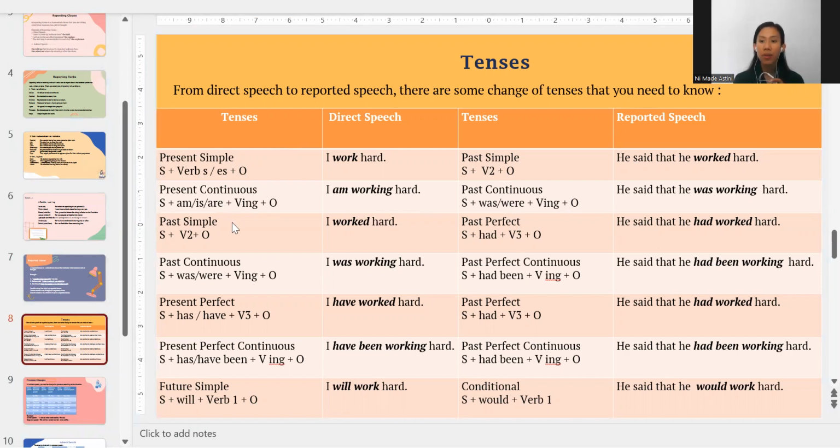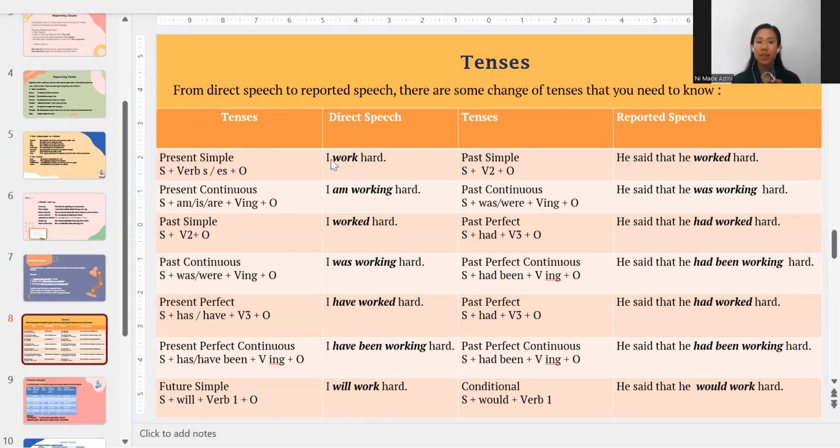And then past simple will be changed to past perfect. And then past continuous will be changed to past perfect continuous. And then present perfect will be changed to past perfect. And then present perfect continuous will be changed to past perfect continuous. And then simple future will be changed to conditional.